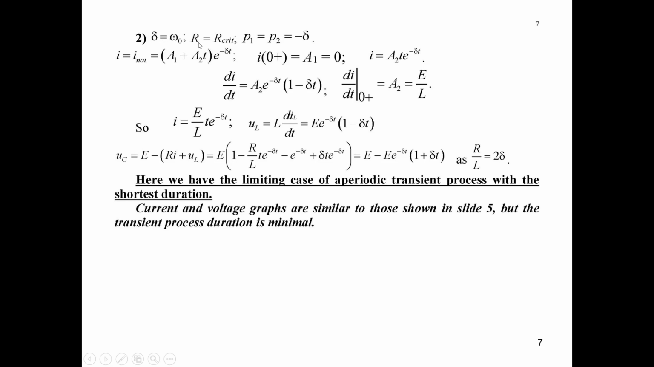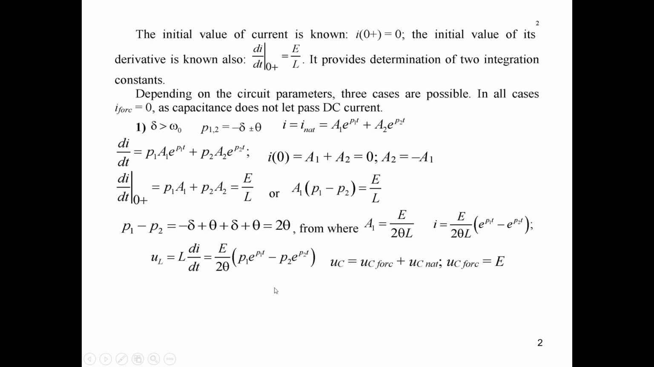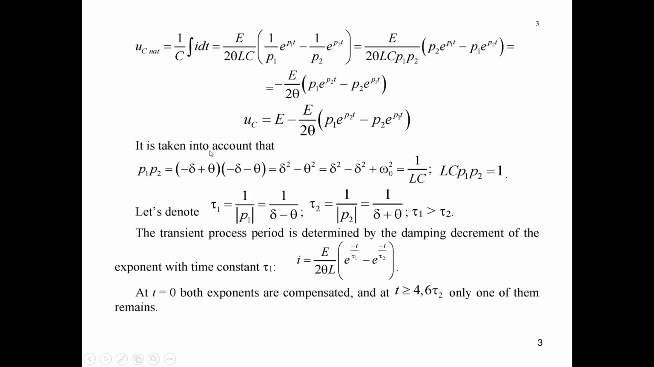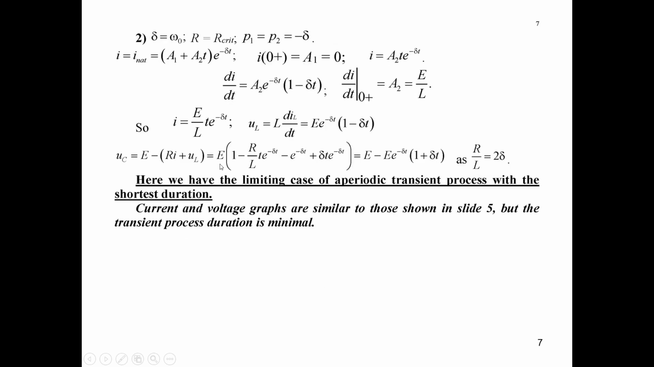And in such a case, we will have R equal to R critical, and P1 will be equal to P2 and will be equal to minus delta, as was considered in the previous lecture. Yes, in such a case, we have it in the previous lecture. Sorry, it is not in these slides.